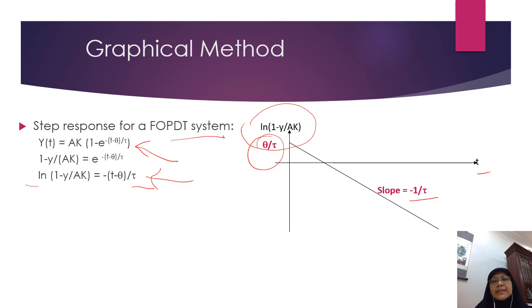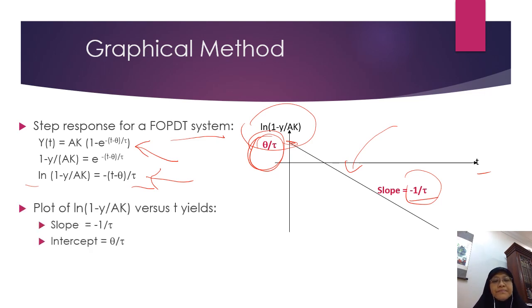We can get the time constant tau from the slope, and then from the intercept, we can also calculate theta. So it's quite simple to do, and with the graphical method, you can use as many points as you want to get the straight line. So this is actually the most accurate method, but it will take slightly more time and more points. Okay, so this is the slope and this is the intercept.